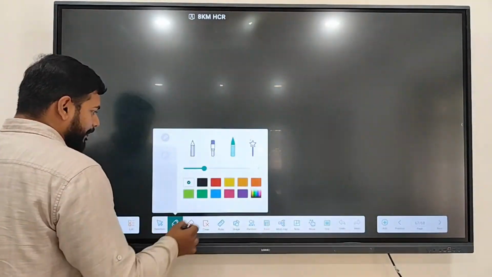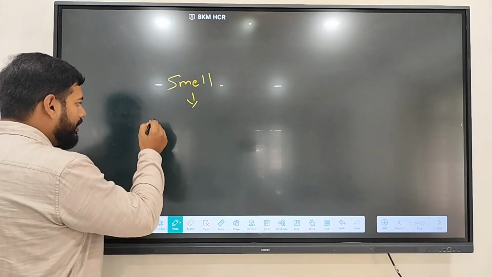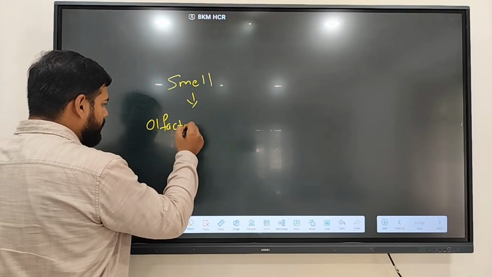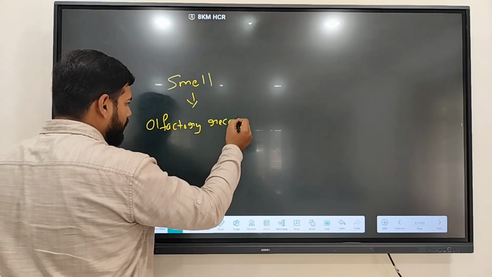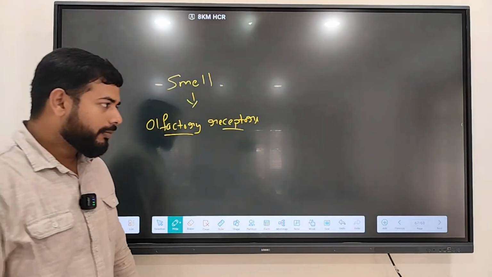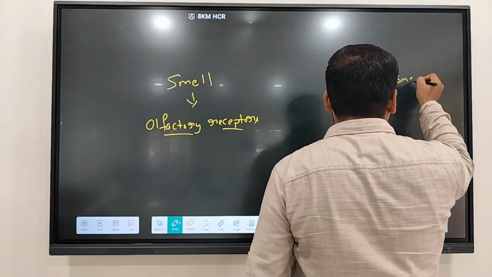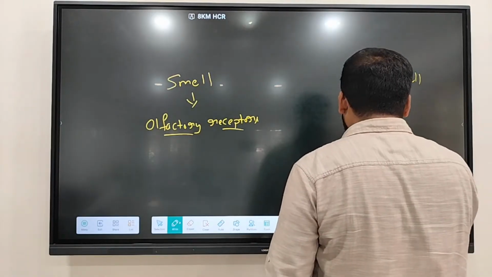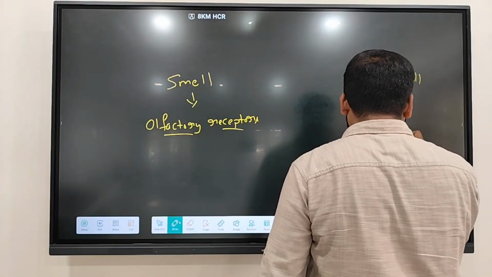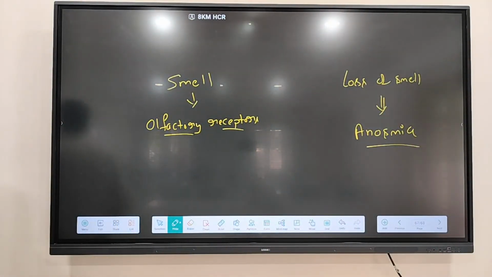Similarly, smell detecting buds are called olfactory receptors. These detect smell. During the time of Corona, there was loss of smell; you cannot detect even smell. This is called anosmia. Loss of taste, ageusia. Loss of smell, anosmia.